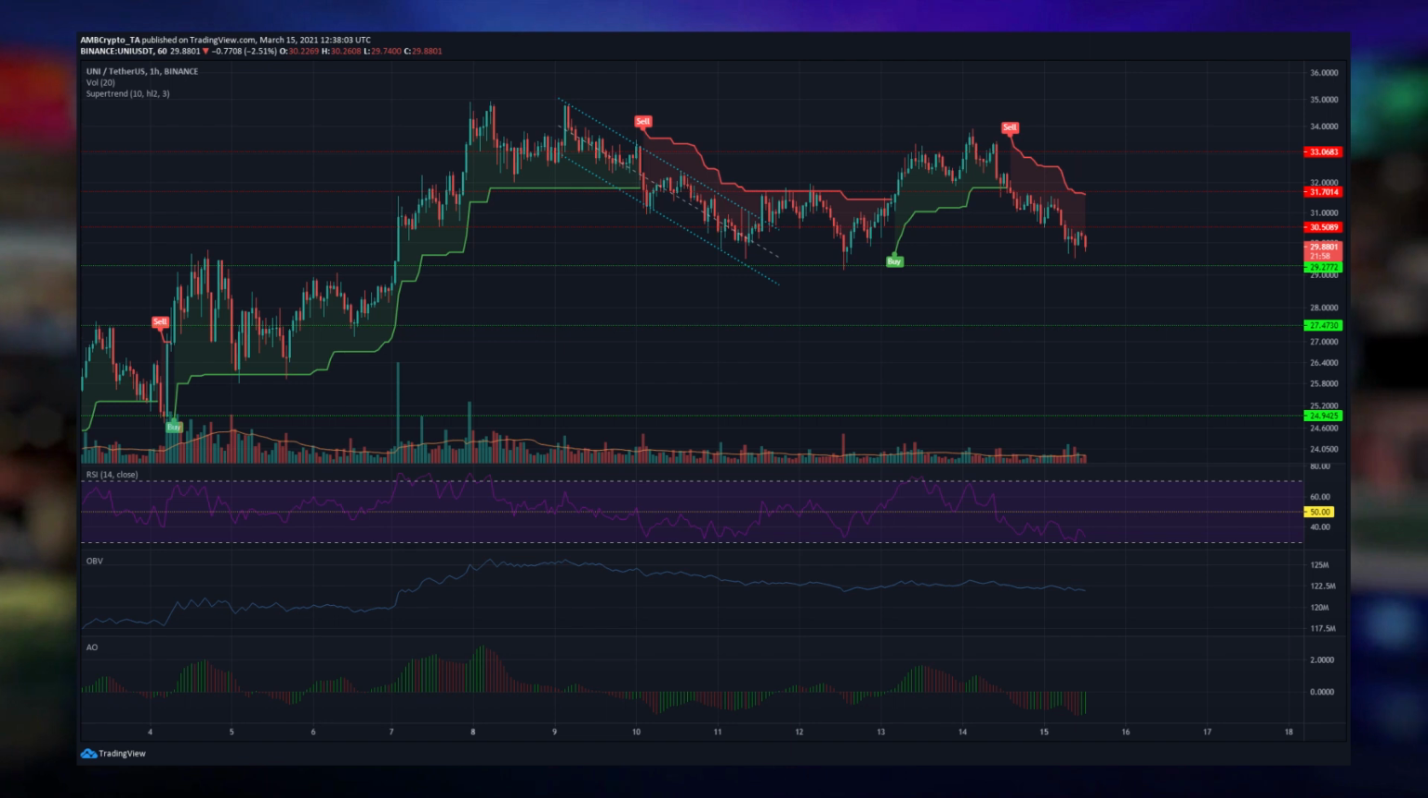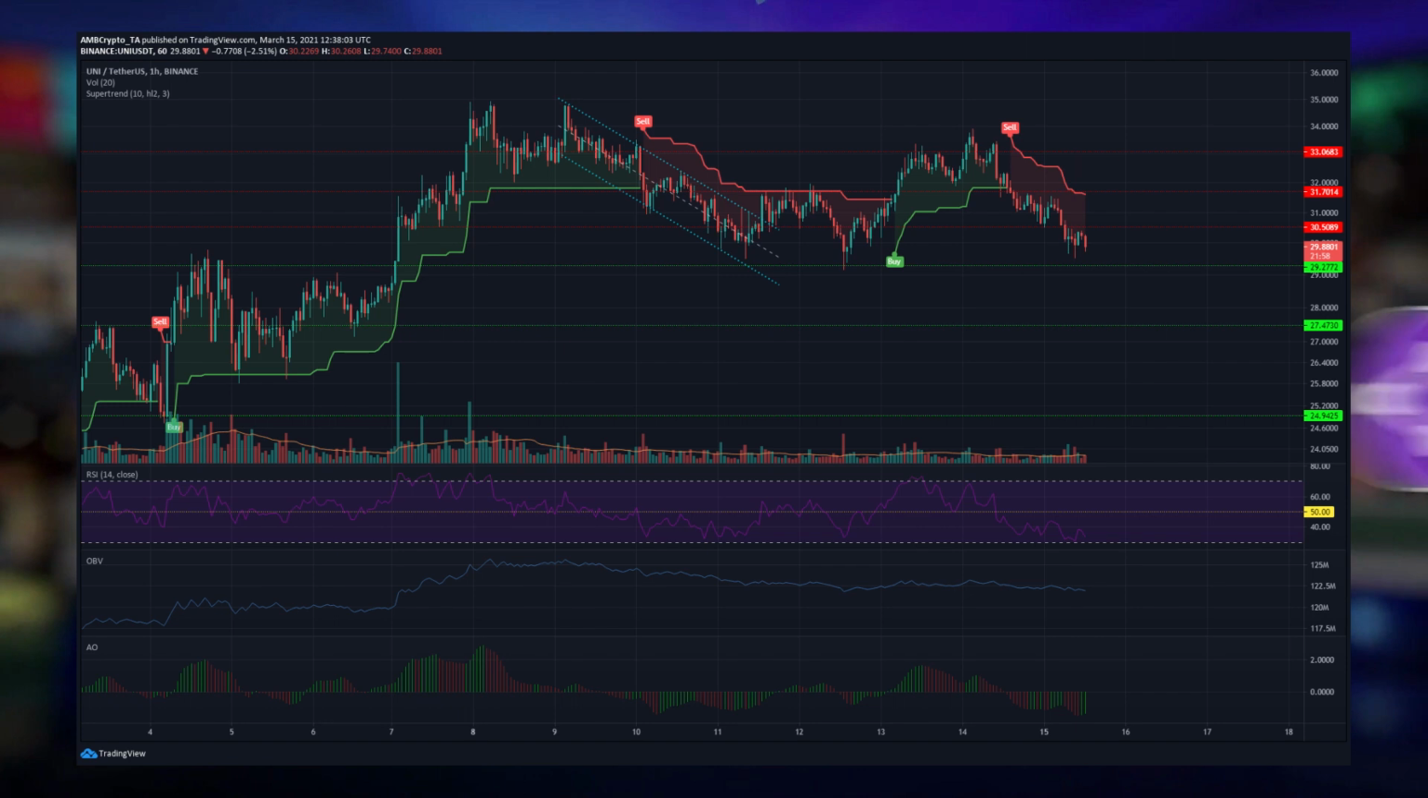The SuperTrend indicator had flipped to show the open of a short position when UNI was valued at $31.86 a few hours ago. The indicator did not yet flip back to bullish, with $31 being the level UNI would need to climb above to force this flip.